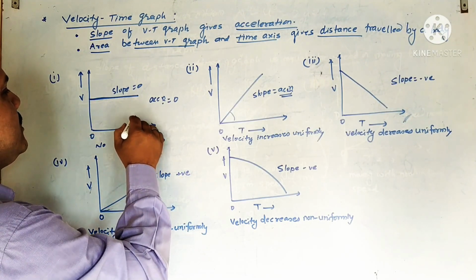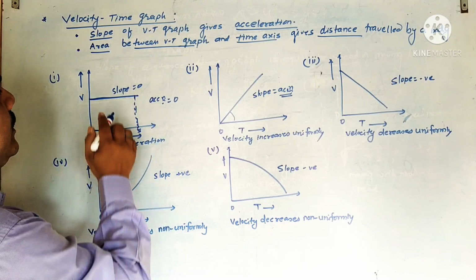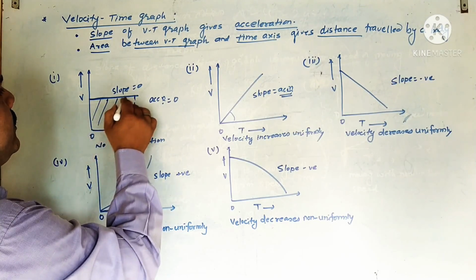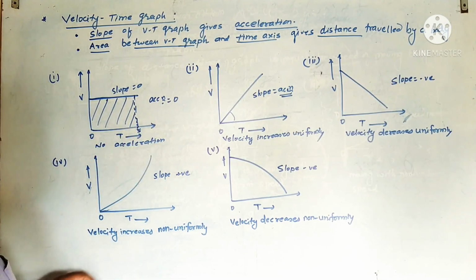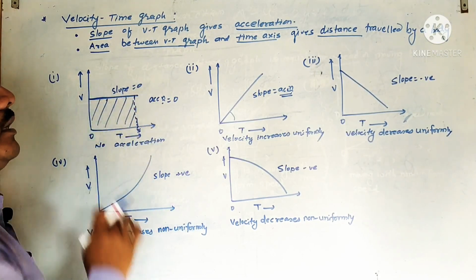What you have to do, just draw a perpendicular like this, and whatever the area will be here, that will give us the distance traveled by the body. It will act as a rectangle.